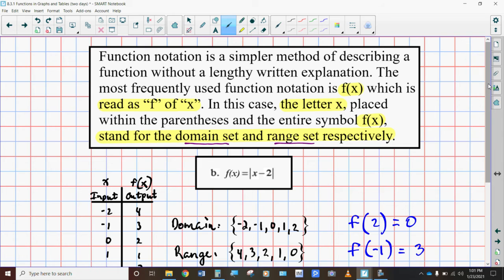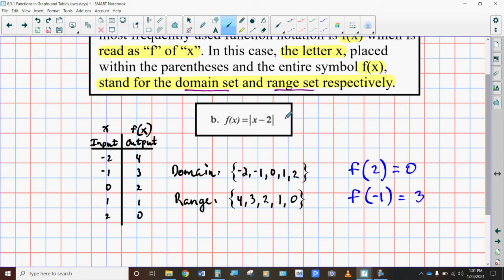So when you set up your input and output table for this particular function, the inputs will still be your x's, but the outputs are now what we call our f of x's. So if you plug in a negative 2, you get a 4 out. If you plug in a negative 1, you get a 3 out. 0 gives you 2, 1 gives you 1, and 2 gives you 0. So this is just some of the possible values that you can get out of this.